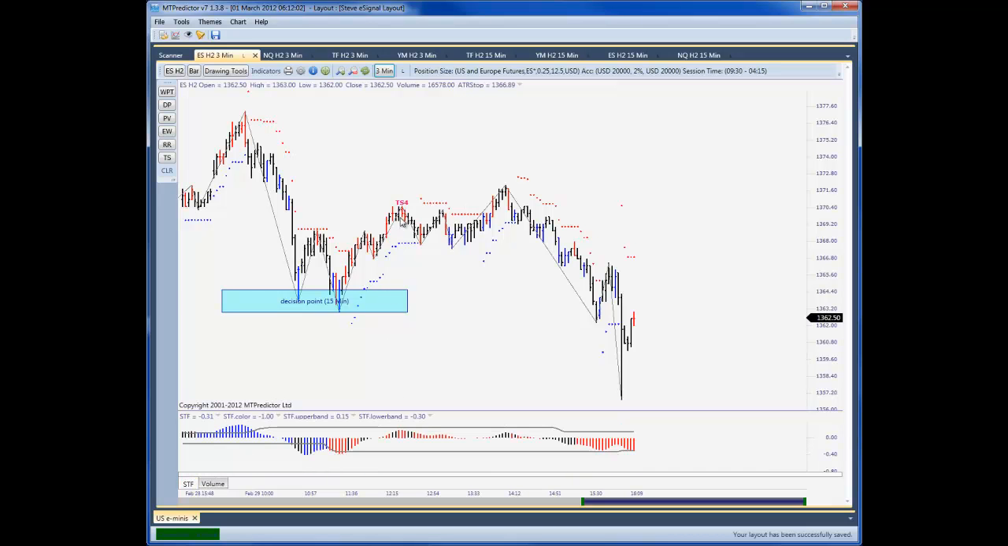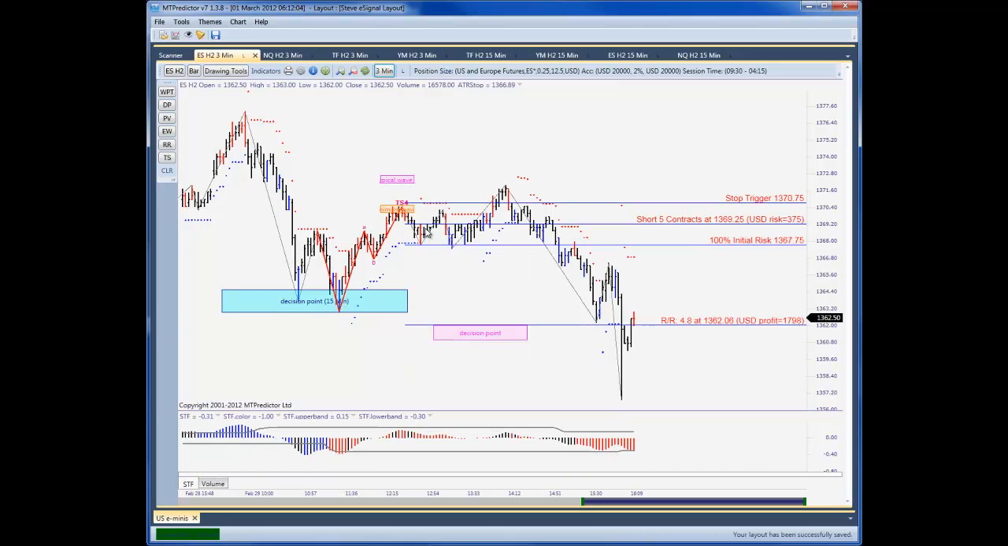There was a sell setup here, but the market didn't go down very far. It did go past the 100% initial risk. So if you were short, knowing that we were rallying up against this DP, you'd want to bring your stop down to at least break even to have a break even trade off this.